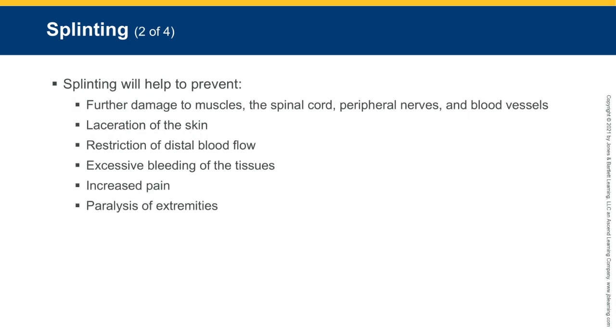Splinting serves several purposes beyond immobilization. It helps prevent further damage to muscles, spinal cord, nerves, and blood vessels. It also reduces the risk of skin lacerations, prevents restriction of distal blood flow, minimizes excessive bleeding, reduces pain, and prevents potential paralysis of the affected limb.